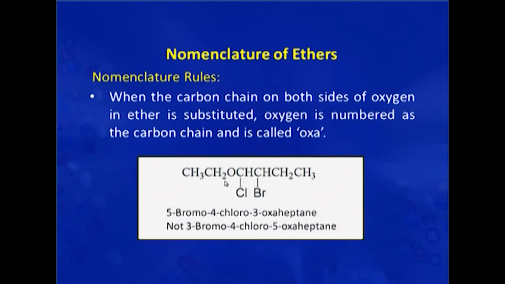Another example again emphasizes the same issue. Here you can see that the main chain contains 7 carbon atoms and position 3 has an oxygen atom. Now, the name given for this molecule will be 5-bromo-4-chloro-3-oxaheptane and not the other way around, that is, 3-bromo-4-chloro-5-oxaheptane.